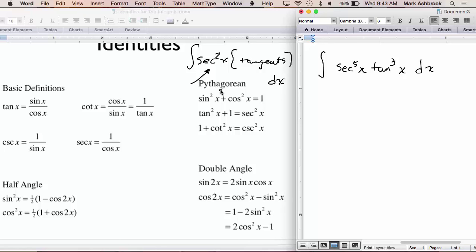So rather than pulling out the derivative of tangent, what would you do? Pull out the derivative of secant. So rather than starting by pulling out the derivative of tangent, pull out the derivative of secant, and then get everything inside in terms of what? In the brackets would be all what? Secants.